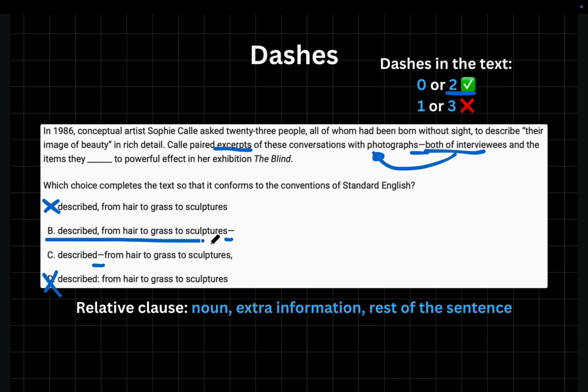You can even try to read the sentence without the non-essential or extra information. So, for choice B, I would read it like: Calle paired excerpts of these conversations with photographs to powerful effect in her exhibition The Blind. This sounds right. What about choice C? Calle paired excerpts of these conversations with photographs from hair to grass to sculptures to powerful effect in her exhibition The Blind. To me, it doesn't sound right. But since this is a max difficulty question, some students might think that this sounds right. However, again, the part that says from hair to grass to sculptures is non-essential. So choice B is correct.